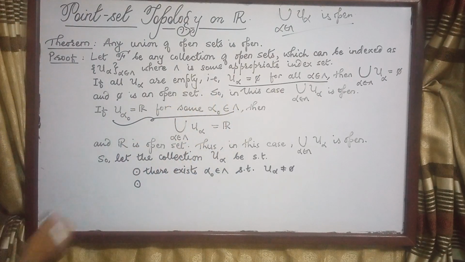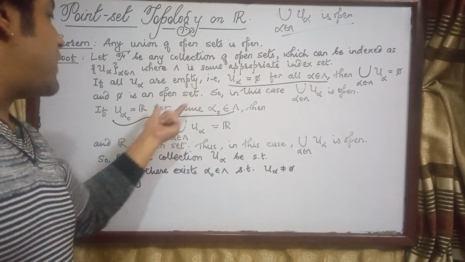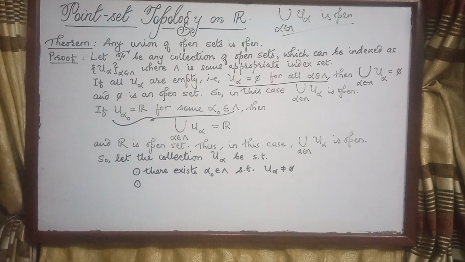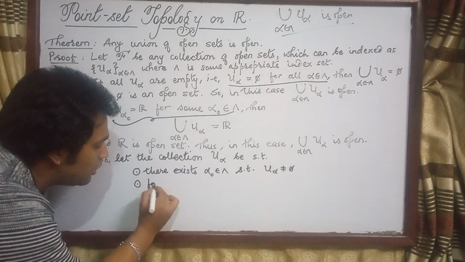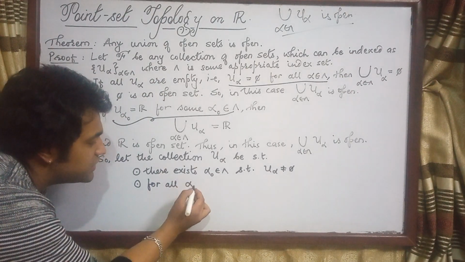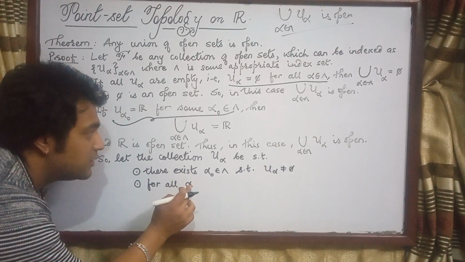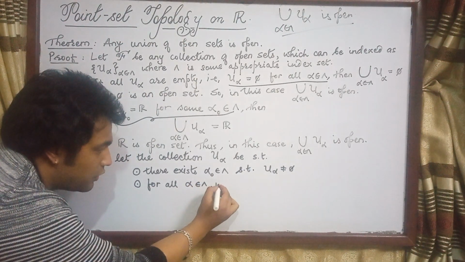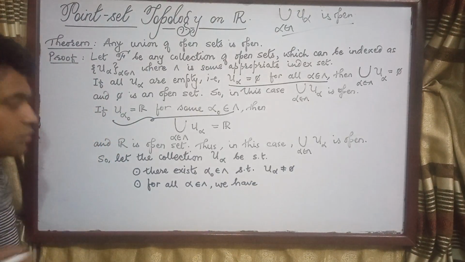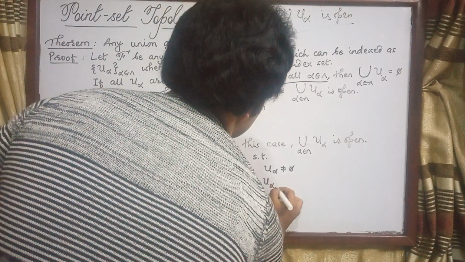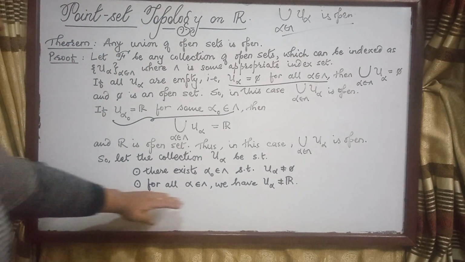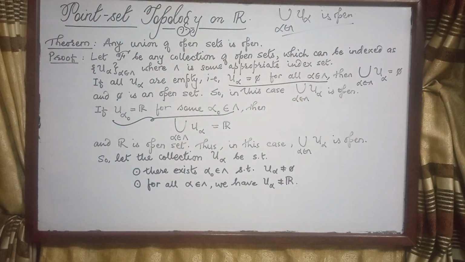Now to negate this thing, there exists some alpha naught belonging to there, for which U alpha naught is equal to R. So for some means for all. Now just change the symbol, it doesn't matter, you can use alpha here and alpha naught over here, this is just a dummy symbol. For all this, we have U alpha to be not equal to R. So not all the sets are empty, and none of them are equal to R.